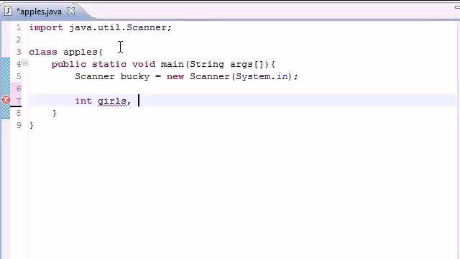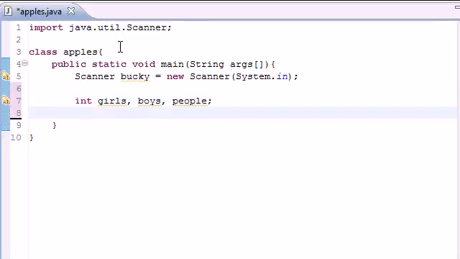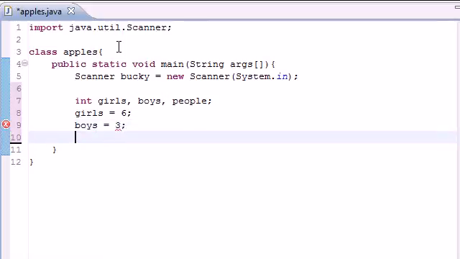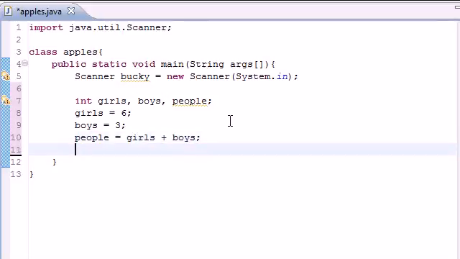Let's go ahead and make three variables: girls, boys, and people. And let's set these to some values. I'll start out by showing you all of the math operators. Girls equals 6, boys equals 3, and people equals girls plus boys. Now I showed you guys how to use this math operator in the last one, the plus sign, to get a simple sum. So now the sum of girls plus boys is stored in people.